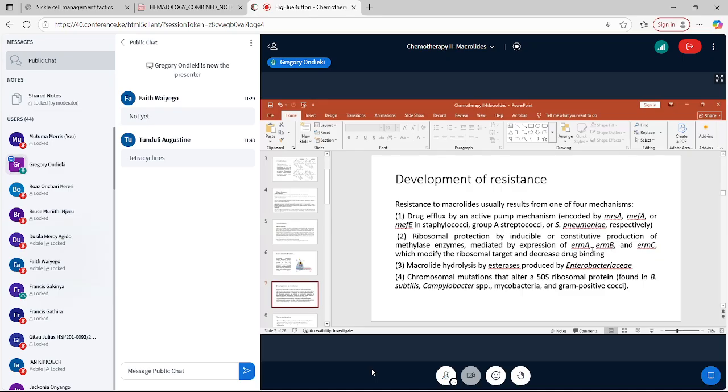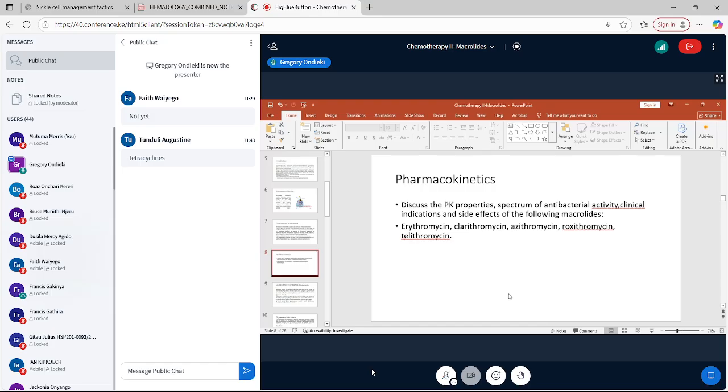Then they have weak points that can be hydrolyzed, okay, by esterases, especially by Enterobacteriaceae. Then chromosomal mutations that alter the 50S protein such that it has a strange conformation. So the drug can be there, not hydrolyzed, but it can't bind because of the conformation, in Campylobacter and Mycobacteria and some gram positive cocci.